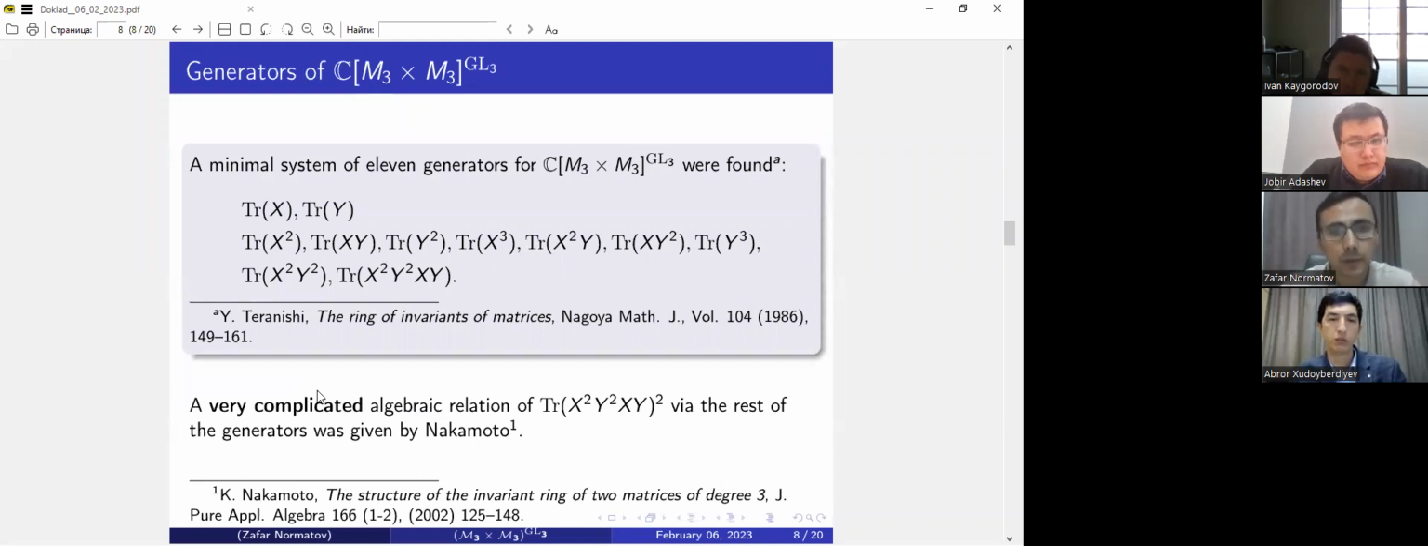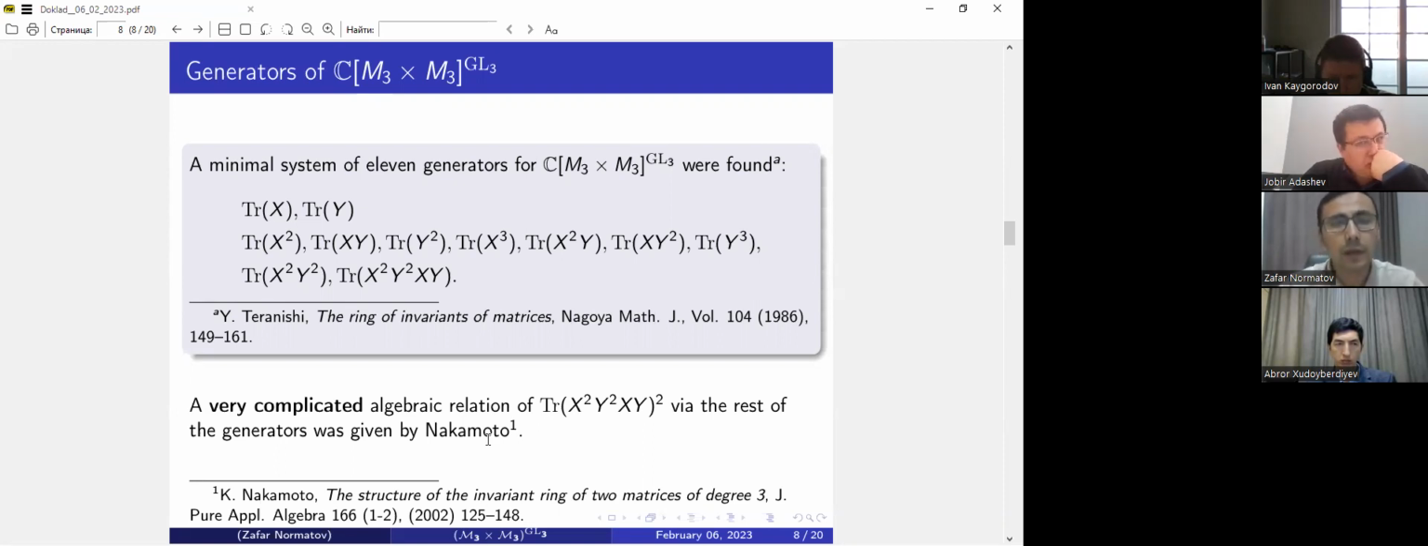For n equals 3, a minimal system of 11 generators for this algebra was found by Teranishi in 1986. Also, a very complicated algebraic relation of the square of the last trace with the rest of the generators was given by Nakamoto. The relation found by Nakamoto takes much space, that's why I don't want to show that relation.